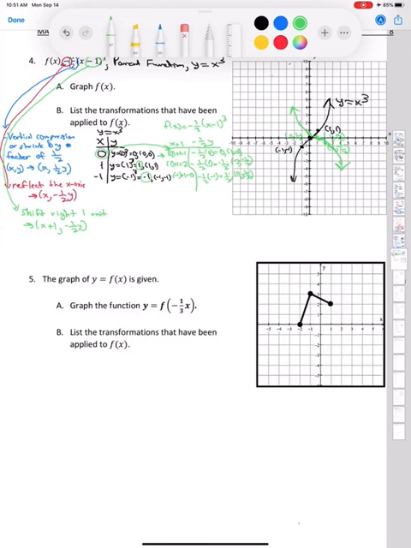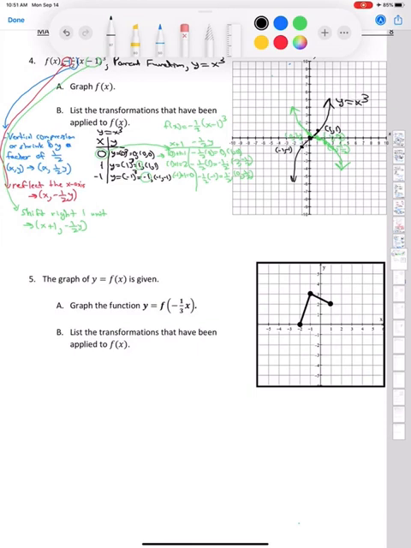Looking at our transformations. Now let's look at our last example in here. I'll go ahead and finish this off. We have a couple transformations. Now this time they give us our function by the graph right over here to the side. So instead of giving us the equation, they show us the graph of the function. And they want us to graph y equal f of negative 1/3 x. So list the transformations that take place.